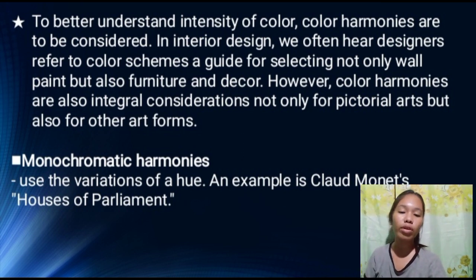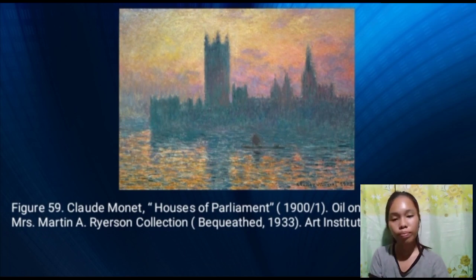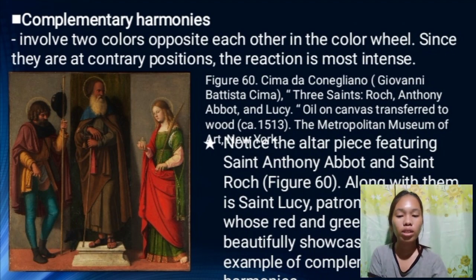Monochromatic harmonies use variations of a hue. An example is Claude Monet's House of Parliament, which is in the picture. Complementary harmonies involve two colors opposite each other in the color wheel. Since they are in complementary positions, the reaction is most intense. For example, notice the altarpiece featuring Saint Anthony Abbot and Saint Roch, along with Saint Lucy, patron of the blind, whose red and green garb is a beautiful example of complementary harmonies.